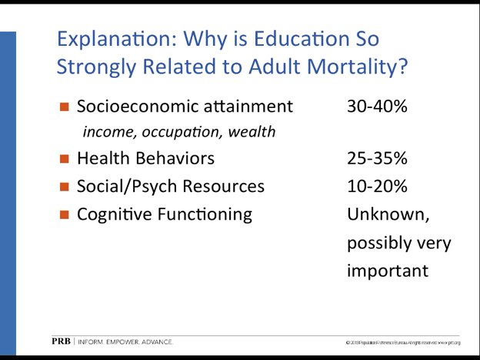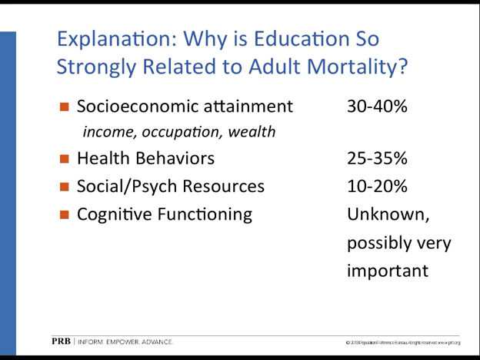Enhanced social and psychological resources are thought to account for maybe 10 to 20% of the relationship between education and adult mortality. While cognitive functioning, recently proposed by David Baker and colleagues as being very important, is unknown. We simply don't know to what extent that accounts for higher levels of longevity among those who are highly educated, but it's possibly very important.